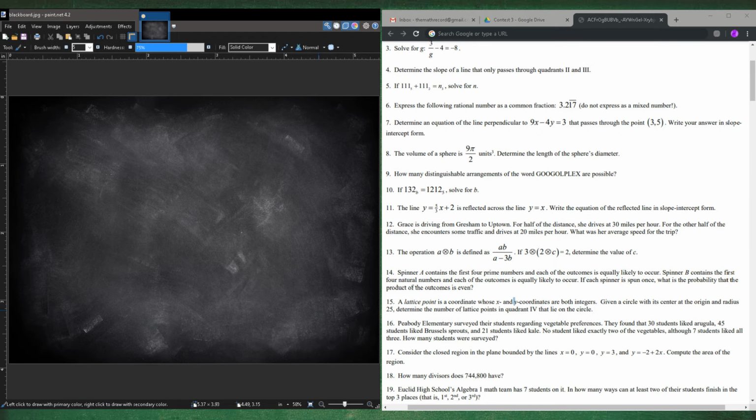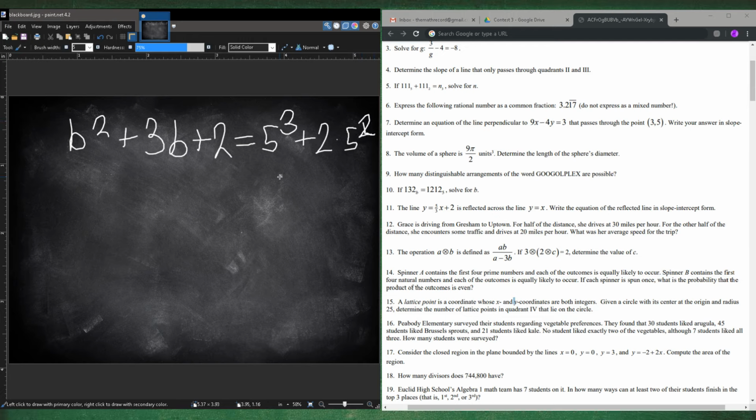Number 10. If 132 base b is equal to 1212 base 5, solve for b. So basically what I did above for 5, you have b squared. 1 times b squared is just b squared, plus 3b plus 2 is equal to, this is in base 5, so you have 5 to the 3 plus 2 times 5 to the 2, plus 5 plus 2. So that gets b squared plus 3b.